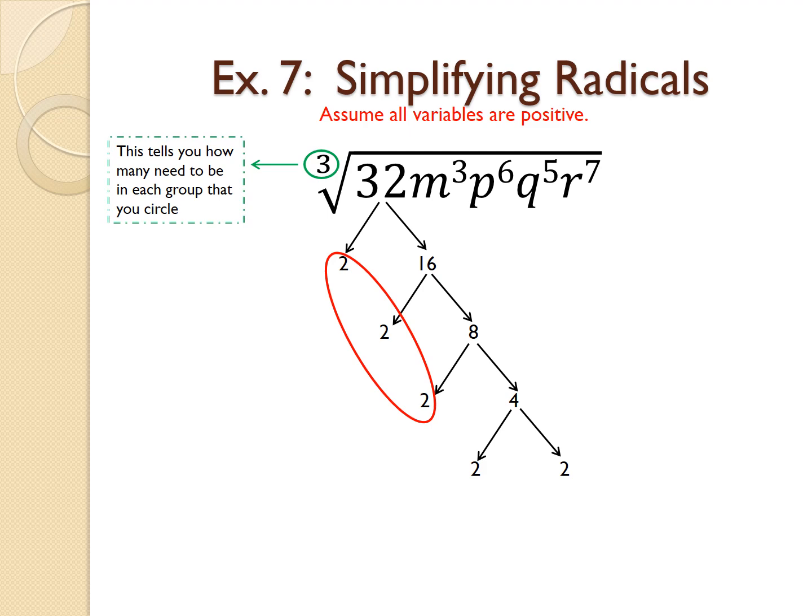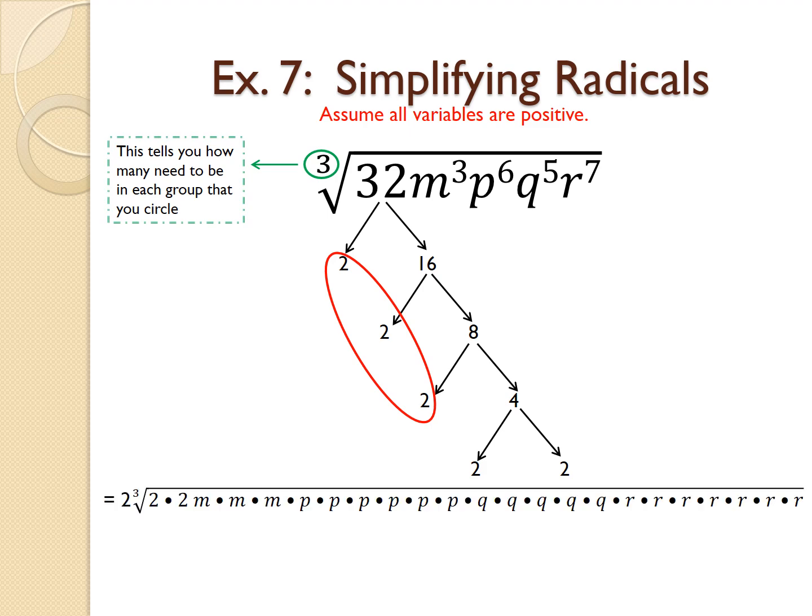Bear with me. If you don't want to write this part out, you don't have to, because I'm about to show you the shortcut. But check it out. So that gets me the 2 outside of the cube root. I have the 2's left over on the inside. M to the third is really m times m times m. P to the sixth is p times p times p times p times p times p. Q to the fifth, you get the idea. I just wrote this out, expanding it.